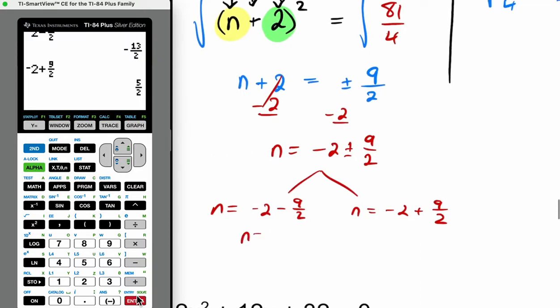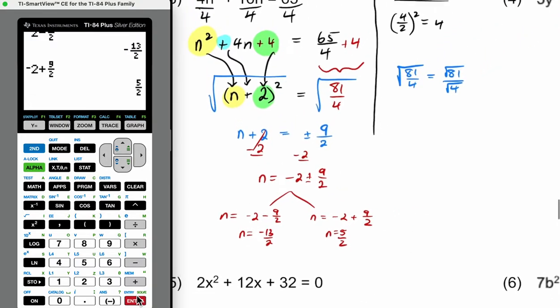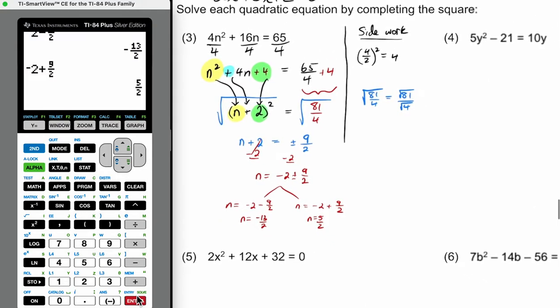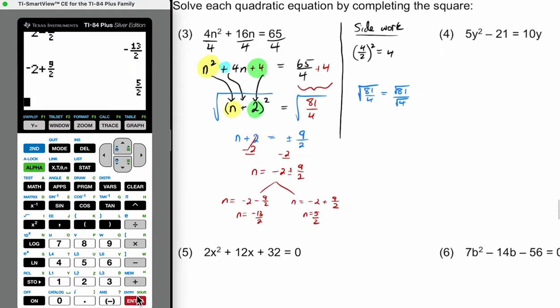N is equal to negative 13 halves. N is equal to 5 halves. All right, so it crunches the numbers for you, which is what you would expect a calculator to do. All right, so let's just do one more together.